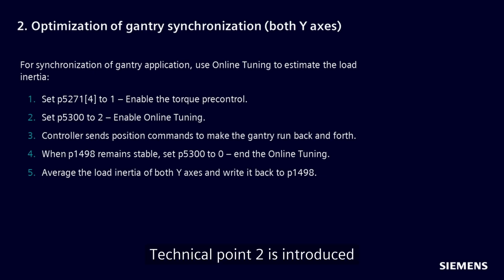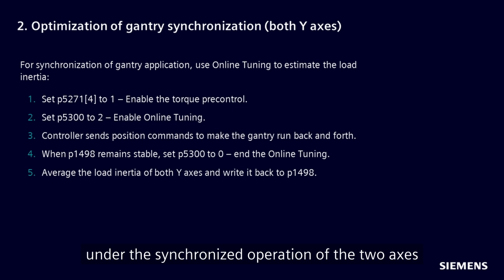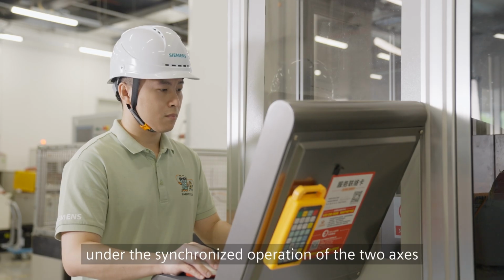Technical point 2 introduces estimating inertia via online tuning, as both y-axes need to ensure synchronized operation to avoid twisting of the machinery. Through the following steps, the estimation of the inertia and characteristics of the machinery can be done under the synchronized operation of the two axes.